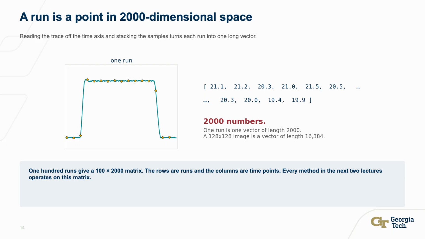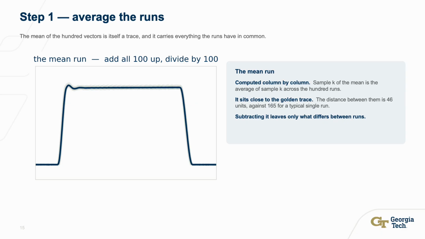Stack all 100 runs and get a matrix, 100 rows by 2000 columns. Rows are runs, columns are time points. Everything for the rest of these 2 lectures operates on that matrix. If this is not familiar to you, I recommend you watch the accompanying video on facial recognition based on PCA analysis. Step 1: average the 100 vectors element by element.